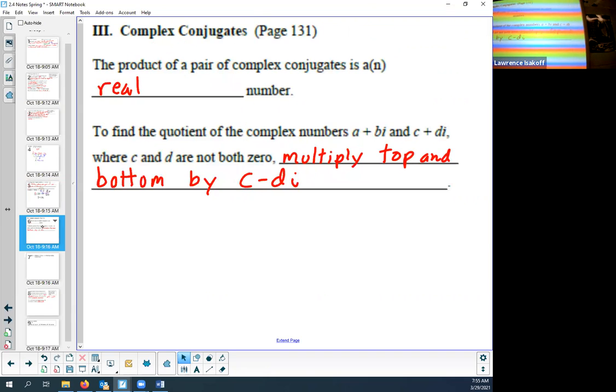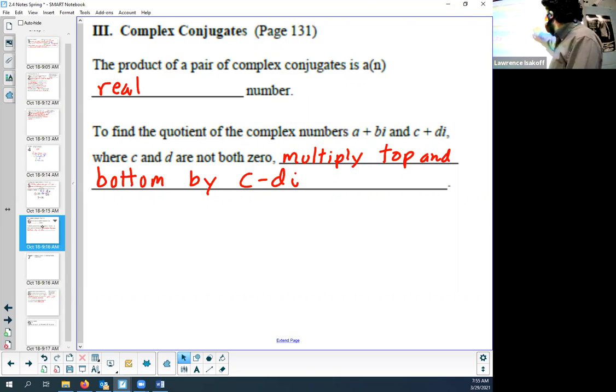Okay, let's take a look at the last idea with the complex conjugate. So, the product of complex conjugates is a real number. So when we multiply by a complex conjugate, it should become a real number. The imaginary part should drop out. That's the point of our complex conjugate.